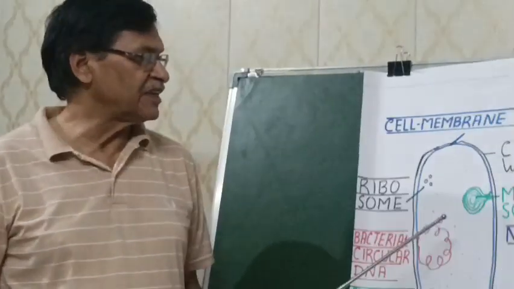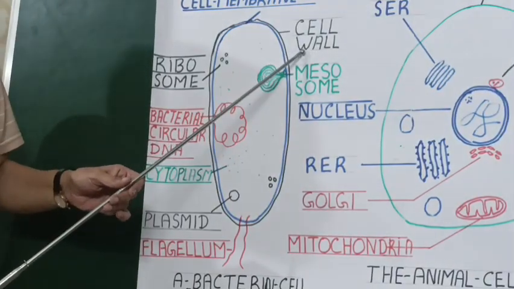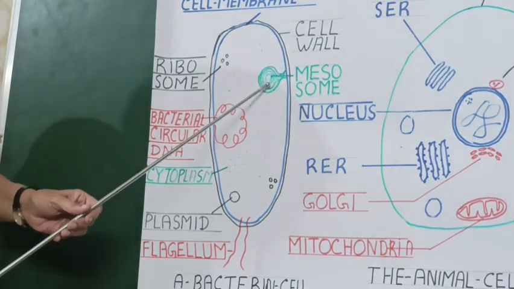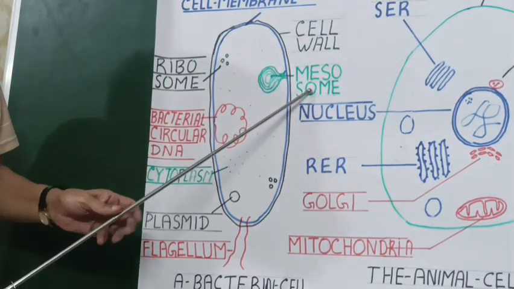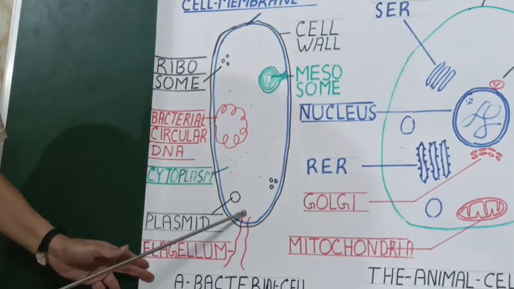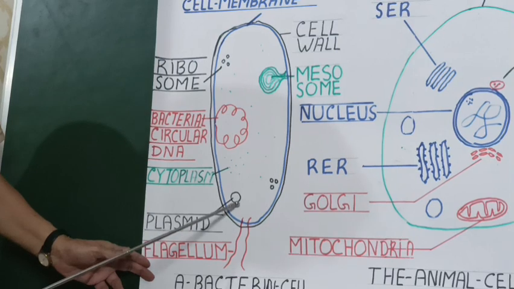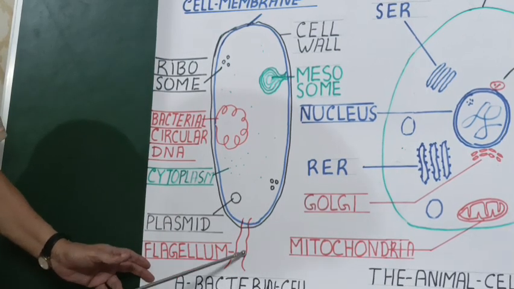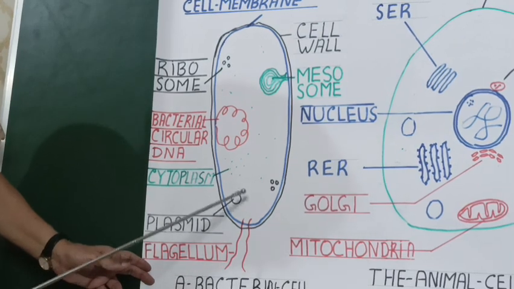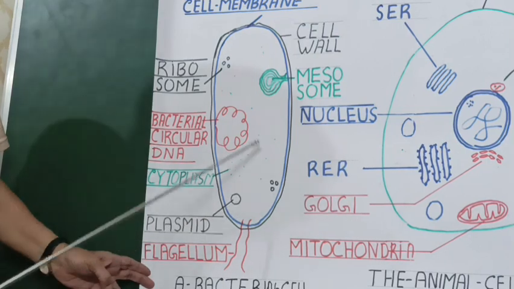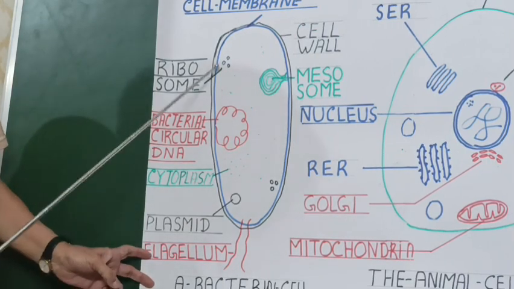In a bacterial cell, we have a plasma membrane, then a bacterial cell wall made up of bacterial cellulose. There is an onion-like structure, the mesosome. Its function is not clear. In some bacterial cells, we have an extra ring of DNA called a plasmid. There may be certain flagella. The ribosomes are scattered in the cytoplasm.